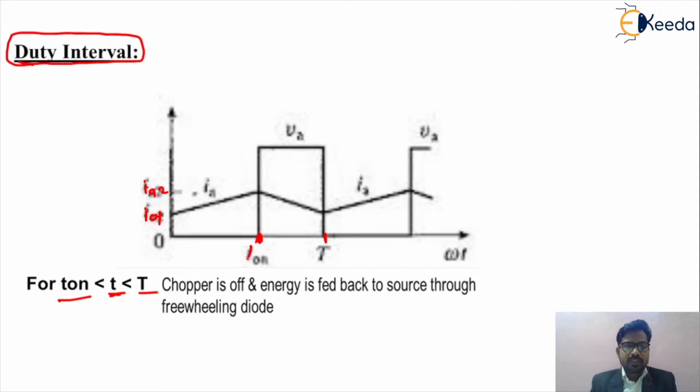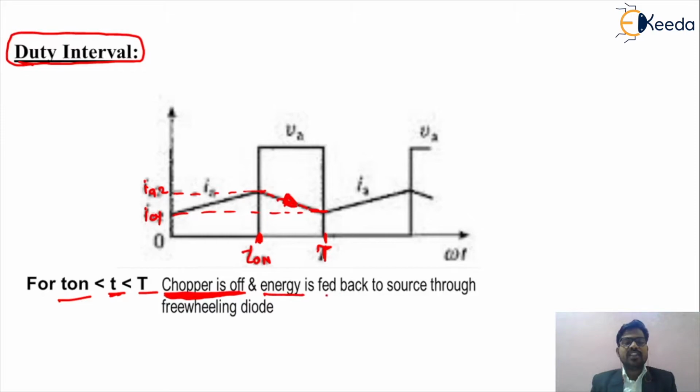T on to t means we are now considering the period when the chopper is in the off condition, because the first condition is when the chopper is on, and the second condition is when the chopper is off. When the chopper is off, friends, as we have seen, the armature current will now be decreasing from ia2 to ia1. This will be the value of ia2, this will be the value of ia1, so the armature current will decrease.